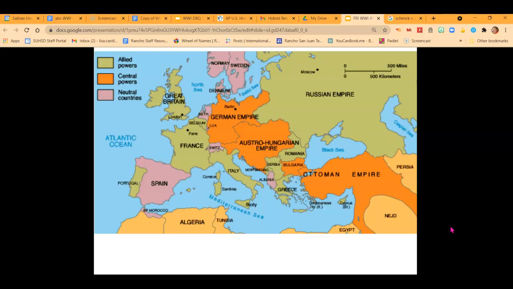The Central powers, literally they're in the center of Europe. Notice the big blob of orange. That is Germany and the German Empire, really, because they were still an empire. They didn't have a president, they had a king. The Austro-Hungarian Empire. Italy was a part of their alliance, but eventually Italy swapped sides. They were like, hey, no, we're going to go with the Allied powers. And then Bulgaria, and of course the Ottoman Empire.